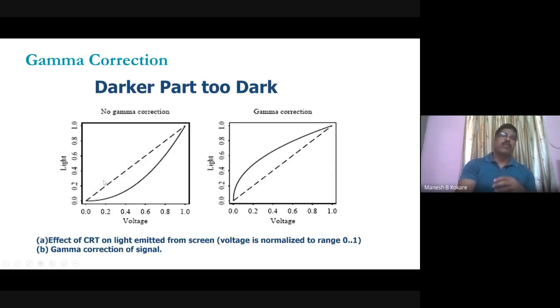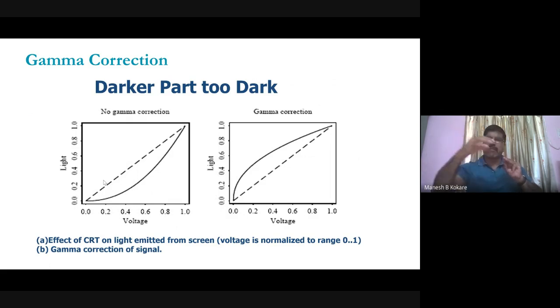Another thing I told you about is gamma correction. Generally, when you display an image on a computer screen or cathode ray tube, CRT, you know that in the electron gun there are three guns: the red gun, the green gun, and the blue gun. The signal connected to each gun is transmitted in the form of electrons, and then it strikes the screen of that CRT.